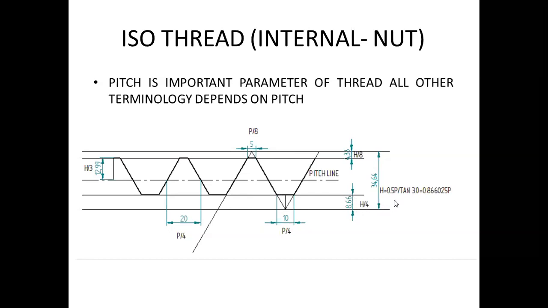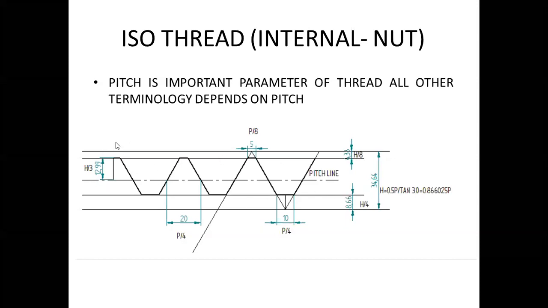As you know, you will find the h value with the help of this formula. H is equal to 0.5 times P divided by tan 30. P is 40. If you substitute 40, you will get h value 34.64. So divided by 4 will give this side. You have to calculate this value. At the top, the distance is h by 8. The h value 34.64 divided by 8 gives 4.33. Like this, you have to calculate.